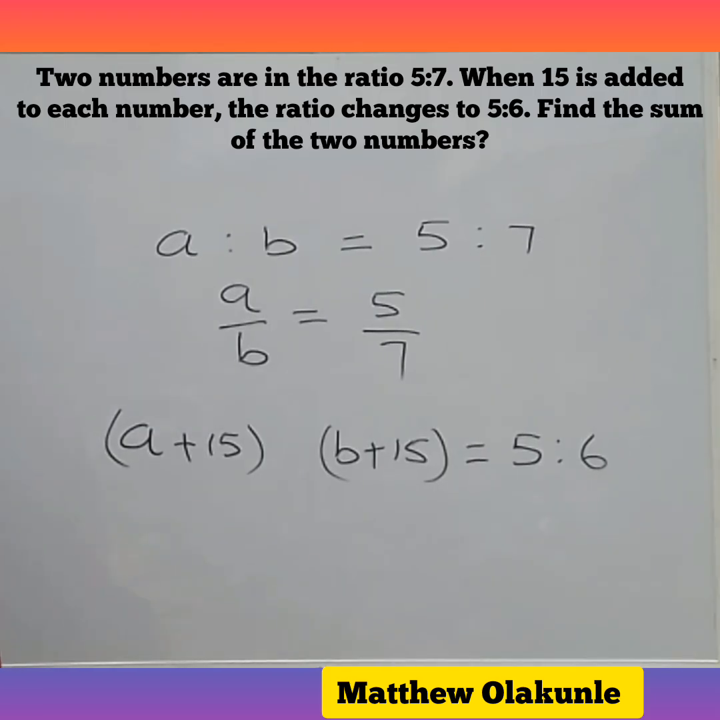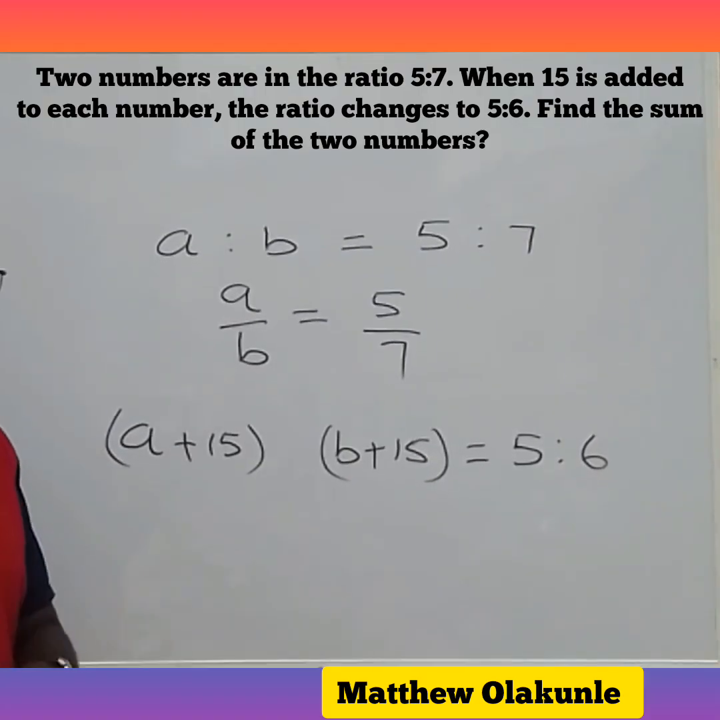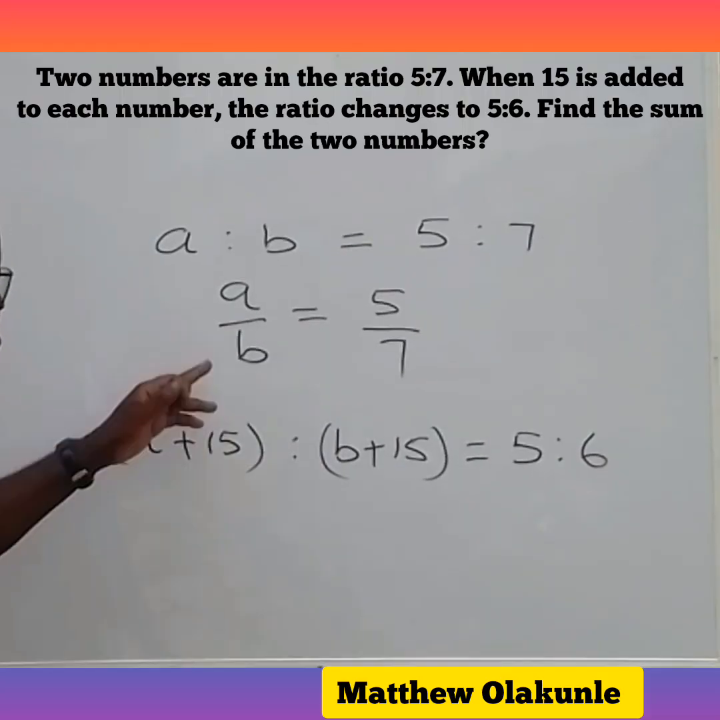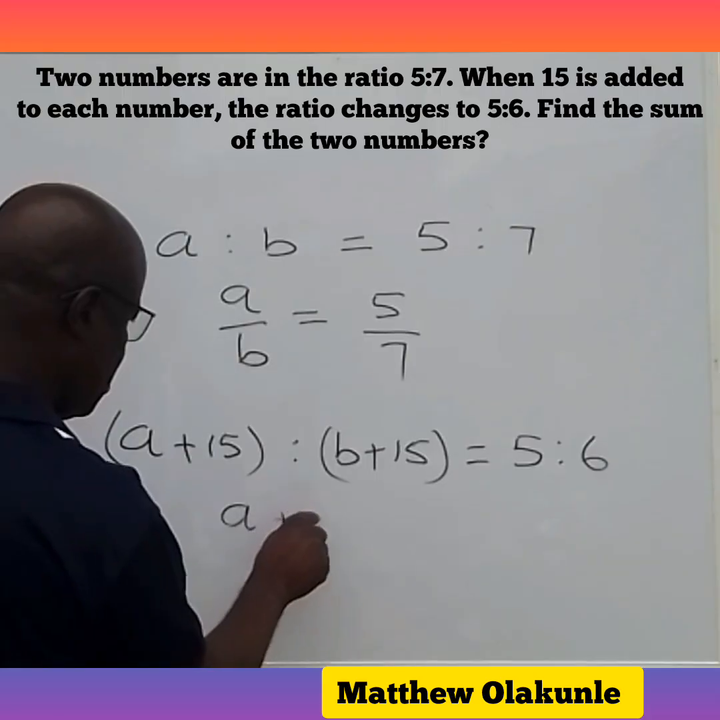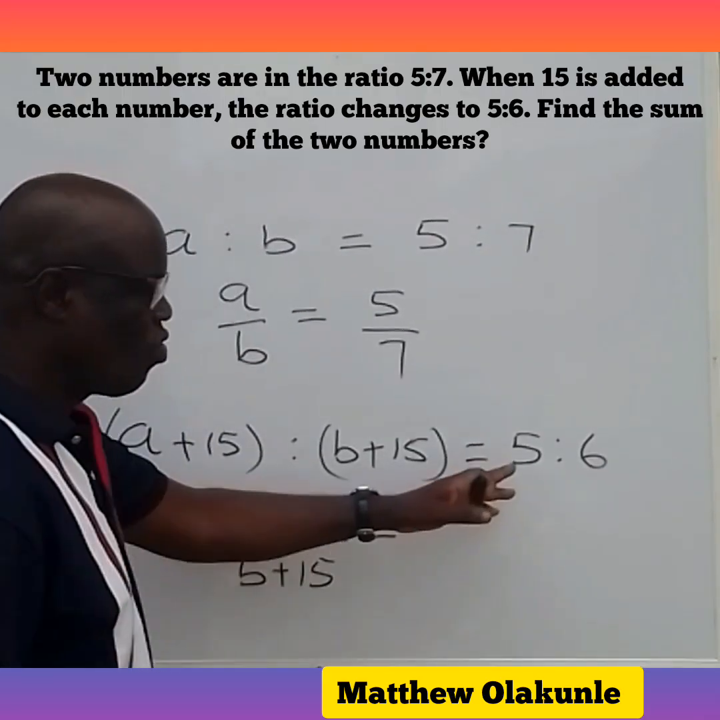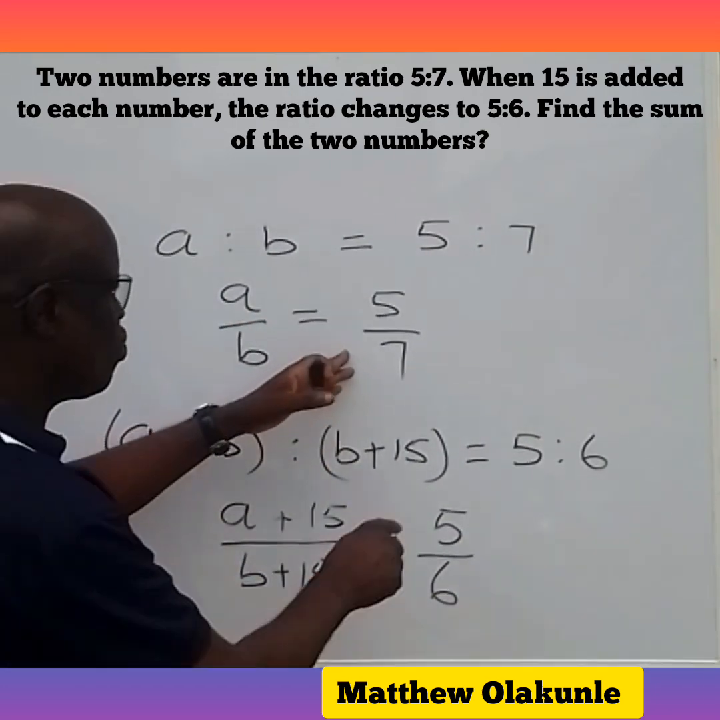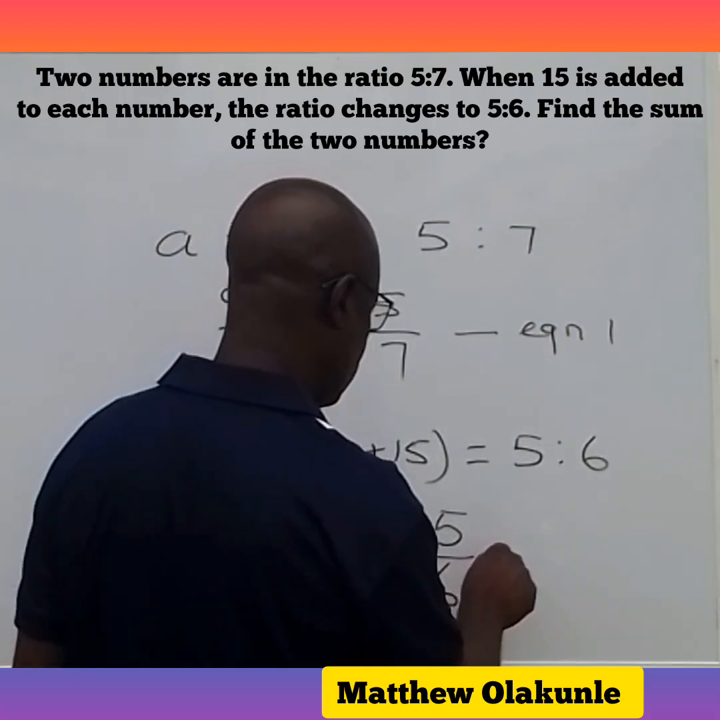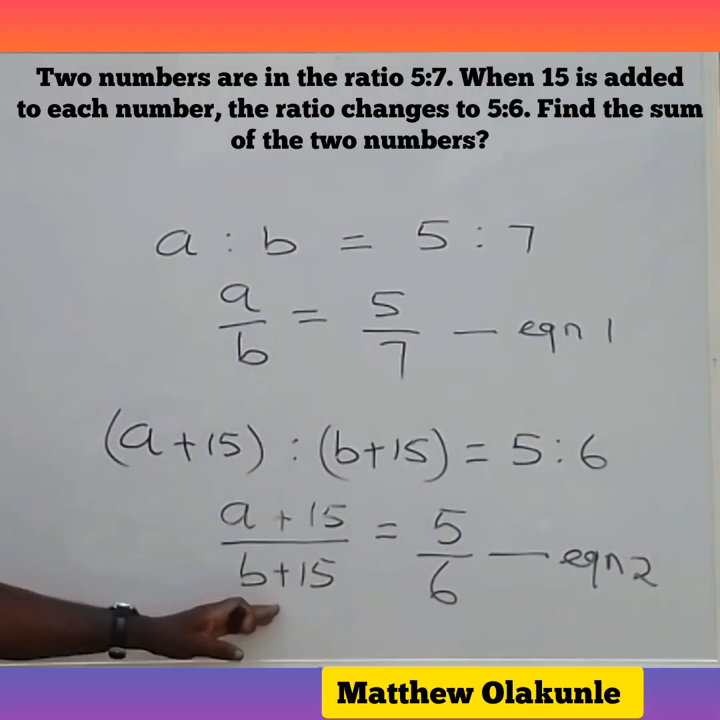The question now says that we should find the sum of A and B. That is, what is A plus B? Just as we have done here, you can do the same thing here. It's A all over B, this one all over this one, is equal to 5 over 6. I can decide to call this one equation 1, and this I call equation 2. So we have equation 1 and then equation 2.